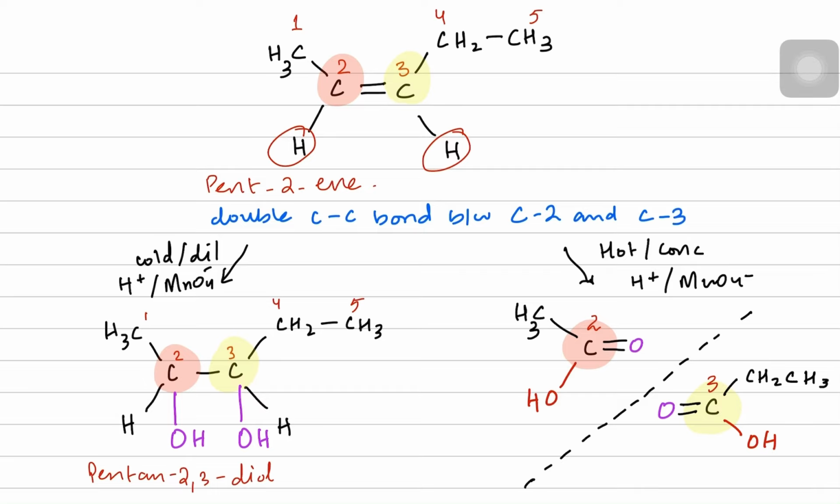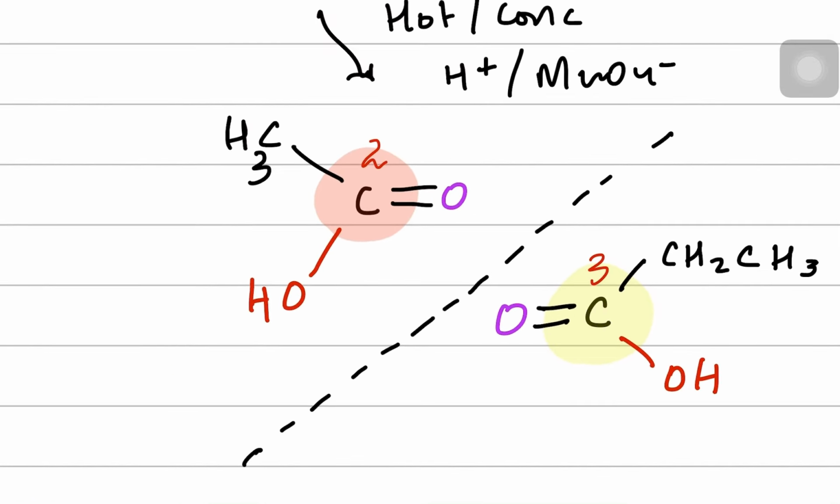Let's name them. When you focus on the first structure, you can see that this is carbon number 1. I called it 2 just to help you understand how the reactant was changing, but actually it is carbon number 1 with the OH, and this is carbon number 2. So technically it's a 2-carbon carboxylic acid. The name will be ethanoic acid.